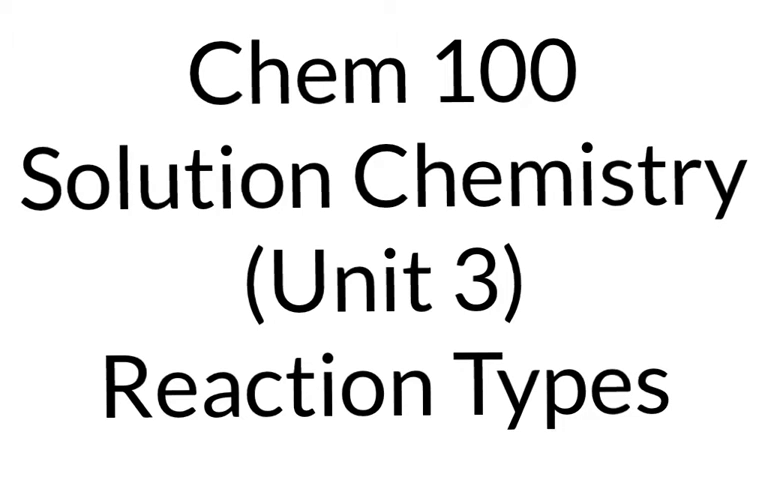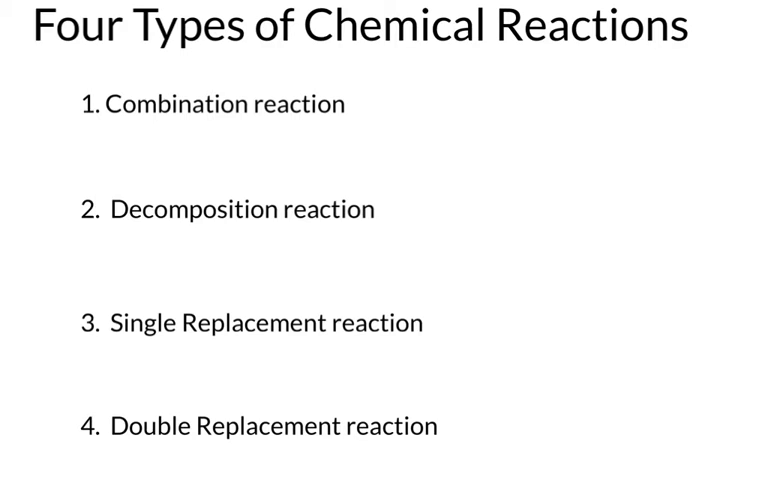In inorganic chemistry, there are 4 major types of reactions that we will be discussing in this course. And this video will talk about how you can identify the type of reaction that is present given the equation. The 4 major types of chemical reactions that we'll see in this section of inorganic chemistry are combination reactions, decomposition reactions, single replacement reactions, and double replacement reactions.